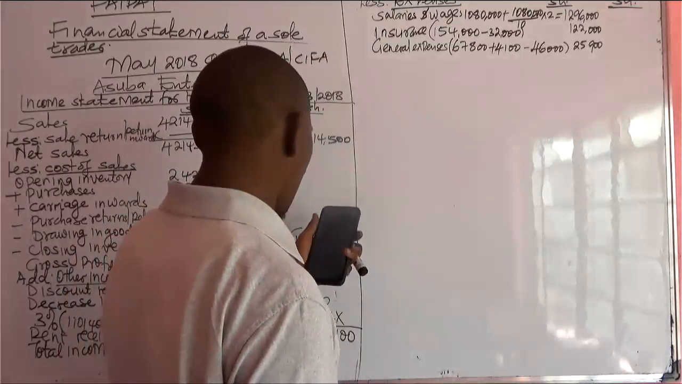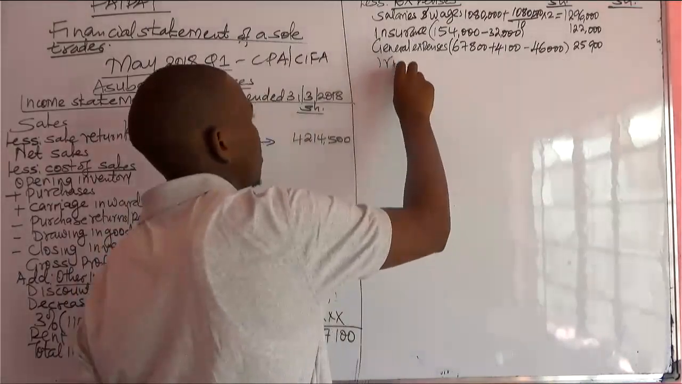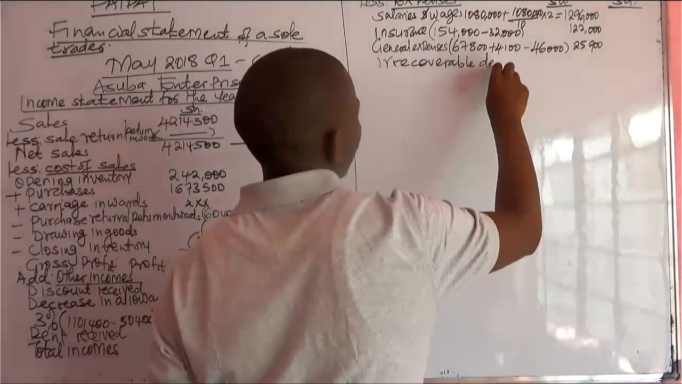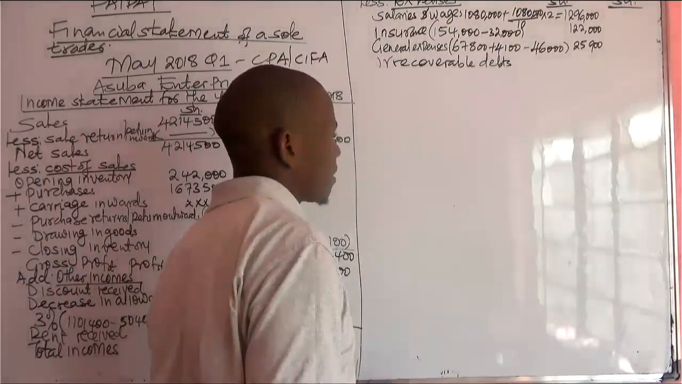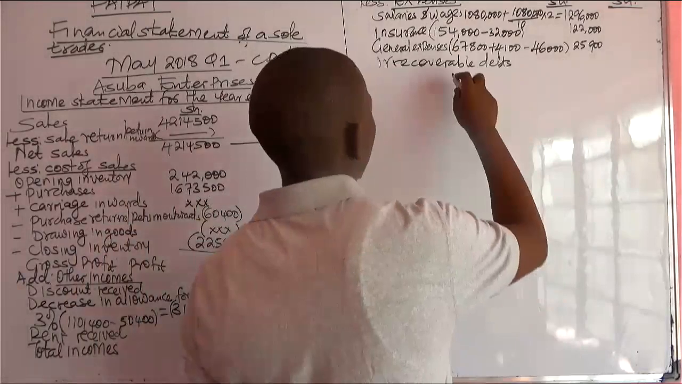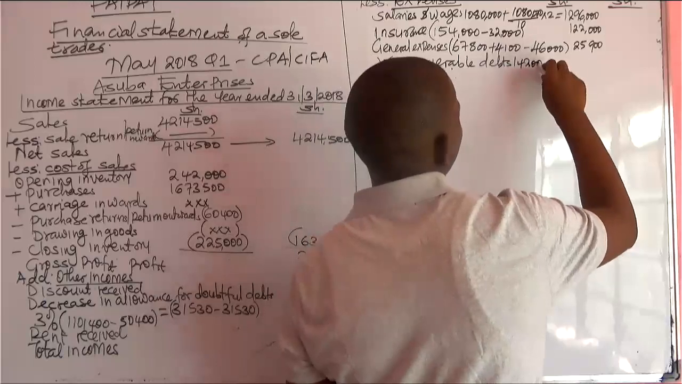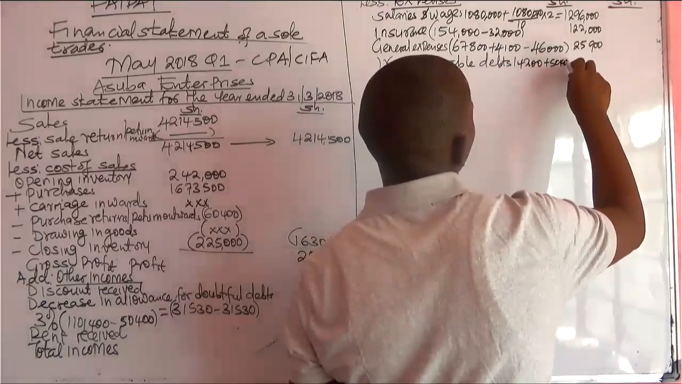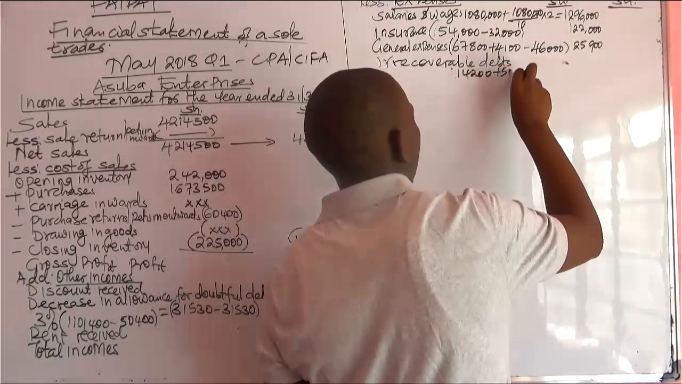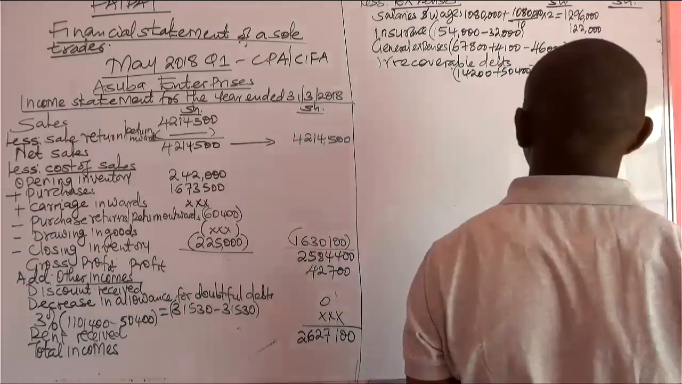Now we proceed. The other one is number 4, we've done. Number 5, we had the irrecoverable debts. Irrecoverable debts are bad debts. Go to the trial balance. The bad debts were how much? 14,200. You add these other expenses of 15,400. So 14,200 plus that other expense of 15,400 gives 64.